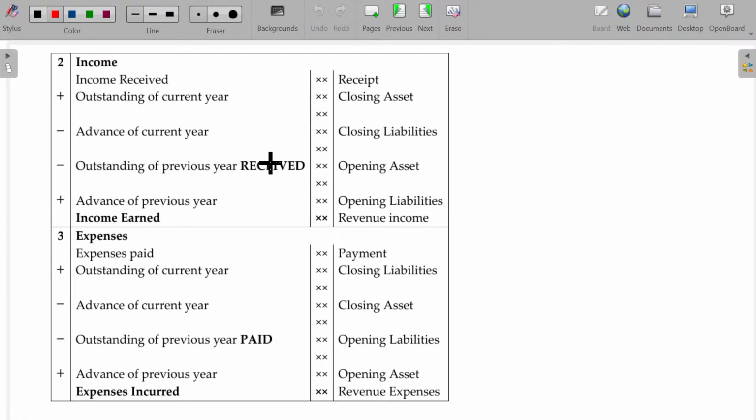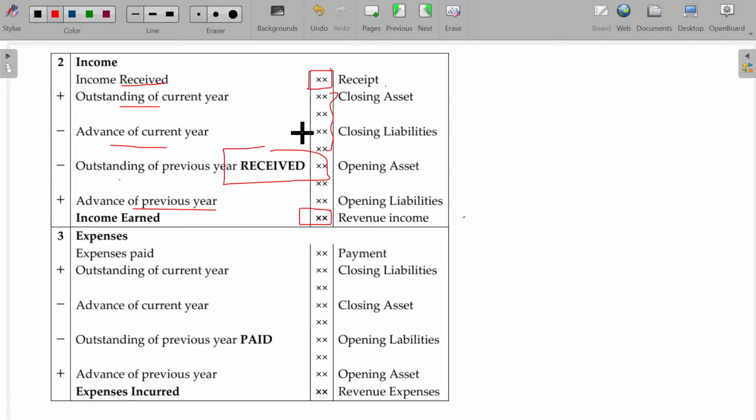And in case of income received, add outstanding of the current year, advance of the current year, subtracted. Outstanding of the previous year received will be subtracted, advance of the previous year added. So this will be a revenue income transferable to the income and expenditure account, but in case of single entry, it is transferable to the trading and P&L account. And the first one will be the receipts and payment account.